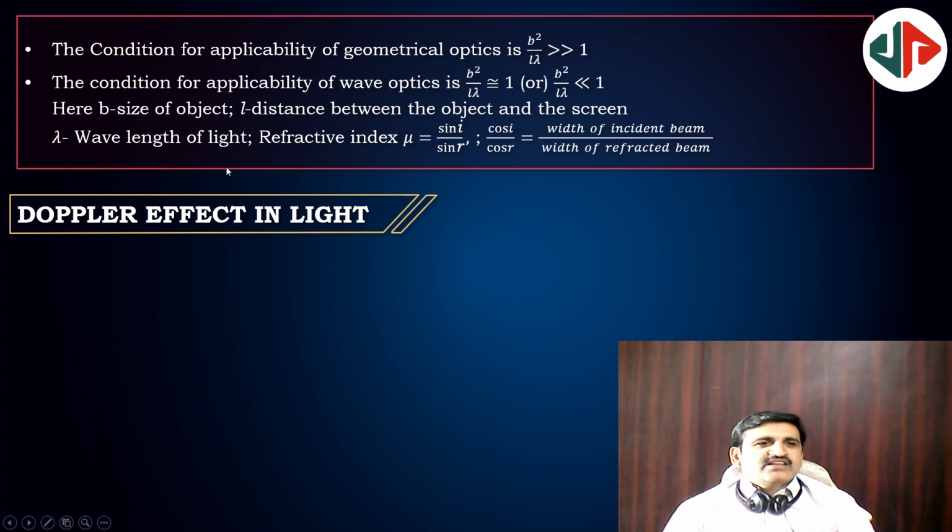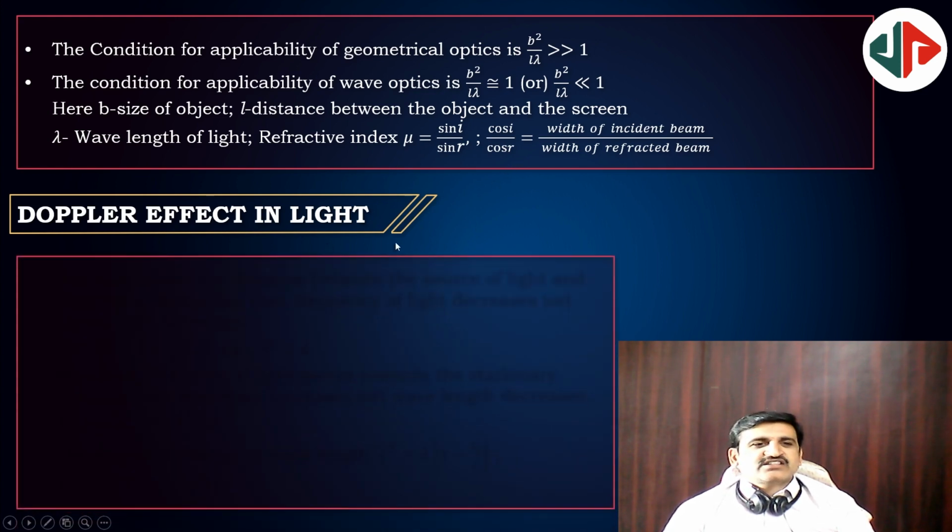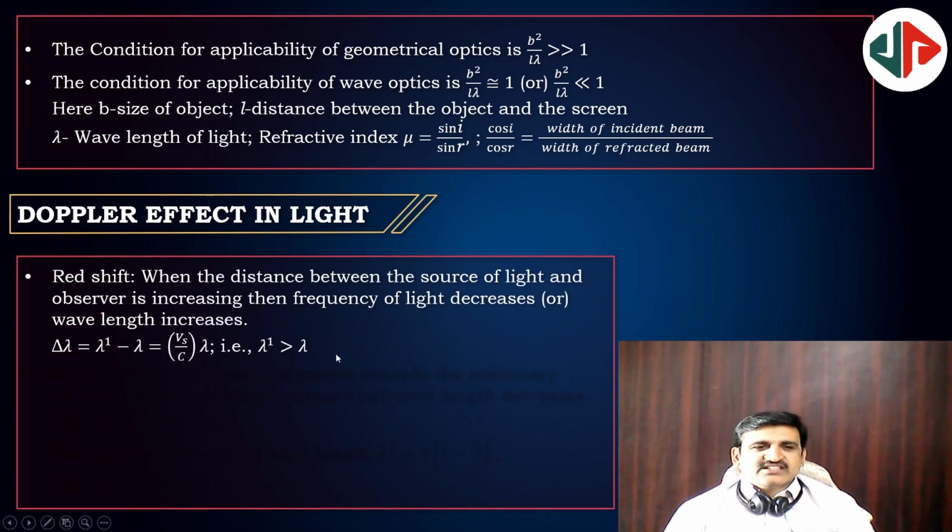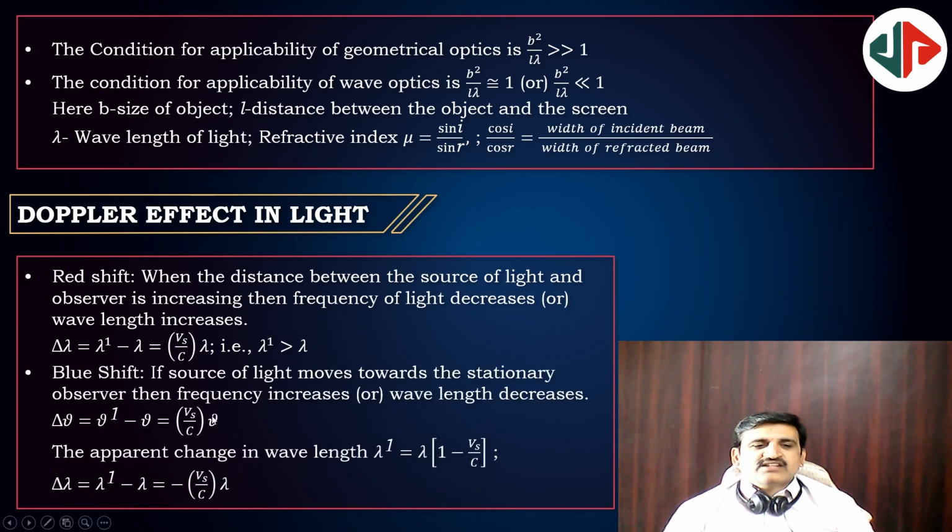Lambda is equal to wavelength, refractive index is mu, that is sin i by sin r only. Cos i by cos r is nothing but width of incident beam by width of refracted beam, that is the wavefront's width. Next, Doppler's effect in light is applicable as we discussed earlier: lambda dash minus lambda, the shift in wavelength, is equal to velocity of source by light velocity into lambda. If the wavelength is increasing, that means the object is going away. If wavelength is decreasing, the object is coming closer. Wavelength increasing, red shift; wavelength decreasing, blue shift. That is only the Doppler's effect story.